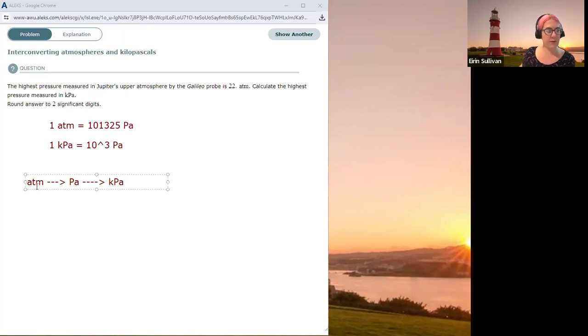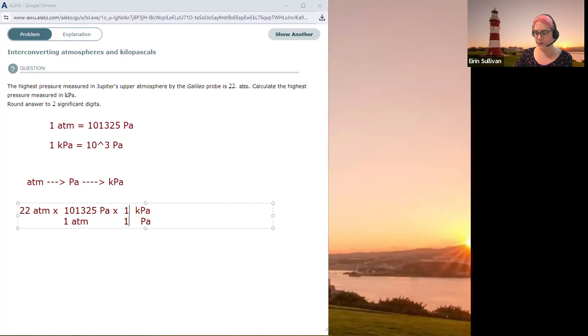So we want to go from atmospheres to pascals and then finally to kilopascals. Each one of those arrows is going to be one of our conversion factors. We're starting with 22 atmospheres. We want to cancel the atmospheres, so those are going to go on the bottom of our first unit conversion factor. Pascals will be on the top. So 1 sticks with the atmospheres and 101,325 sticks with the pascals. Then our next unit conversion factor is going to cancel out the pascals and give us kilopascals. So pascals on the bottom, kilopascals on the top. We've already written the unit conversion factor that 1 kilopascal is 10 to the power of 3, or 1,000, pascals.